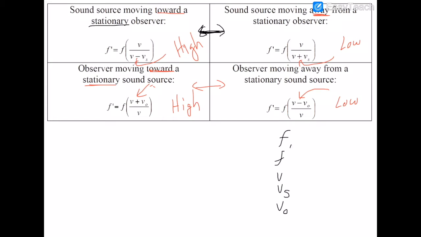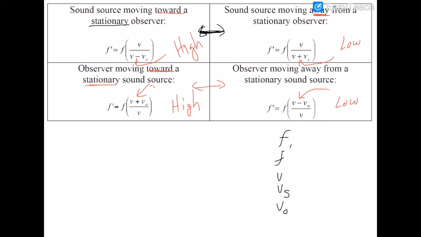What happens if there's like a cat making an annoying sound and it's running towards me, okay? And I get annoyed with it, so I run towards it, right? So now I'm running towards it and it's running towards me. What kind of frequency would I hear? How would I solve that kind of problem?